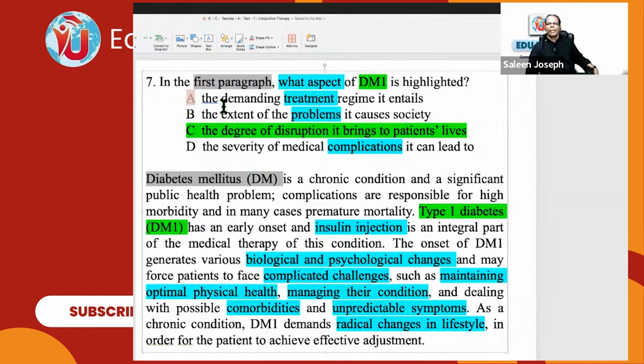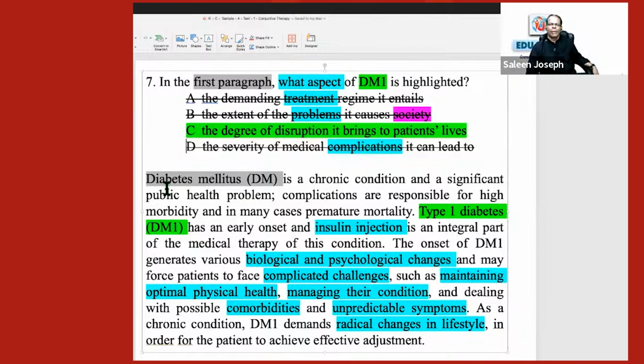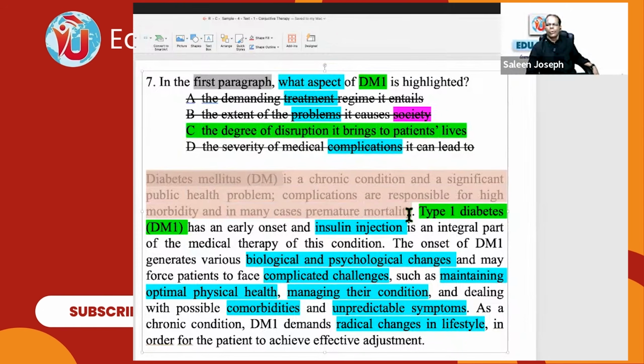So they are not speaking about any treatment. Do they? No. And the extent of problem it causes is to the society, not to the person. They don't speak of any problem caused to the society, and it's not a big issue for the society. The severity of medical complications: did they speak about how severe the medical complications are? No. So cool, so simple, so nice. Actually, the whole paragraph, except this first part, is a general statement, as I told you.